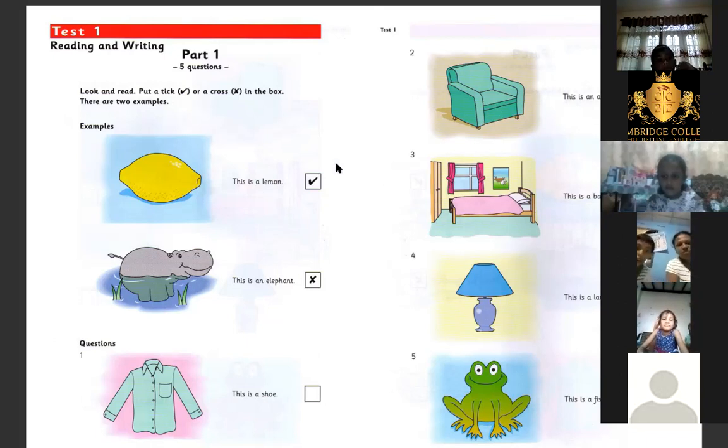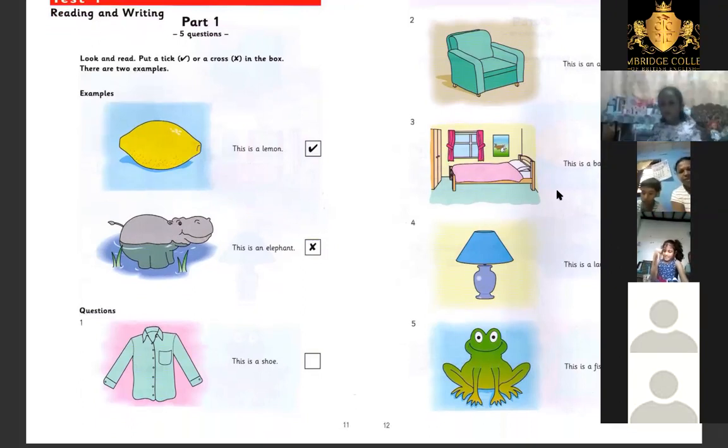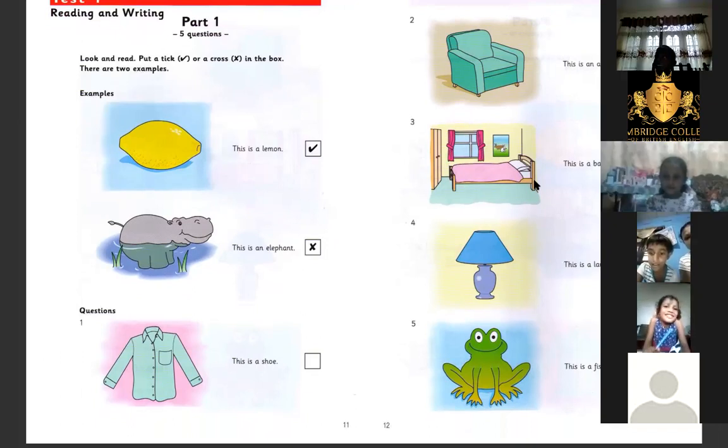Okay, good. Take book number 4 and let's start part 1. That is page number 11. Are you ready? I hope you all are ready. Okay, right. Now I'm going to read it, so you also want to read it with me.